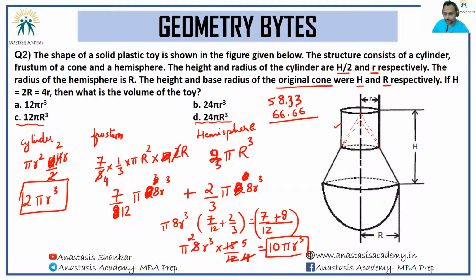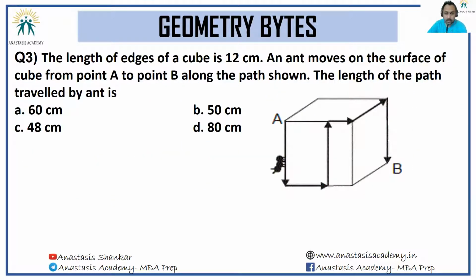Wonderful. If it is 10 pi r cube here and 2 pi r cube here, altogether I will get option A, 12 pi r cube. This question is nothing but a simple check of whether you know your formulae appropriately. Next question.